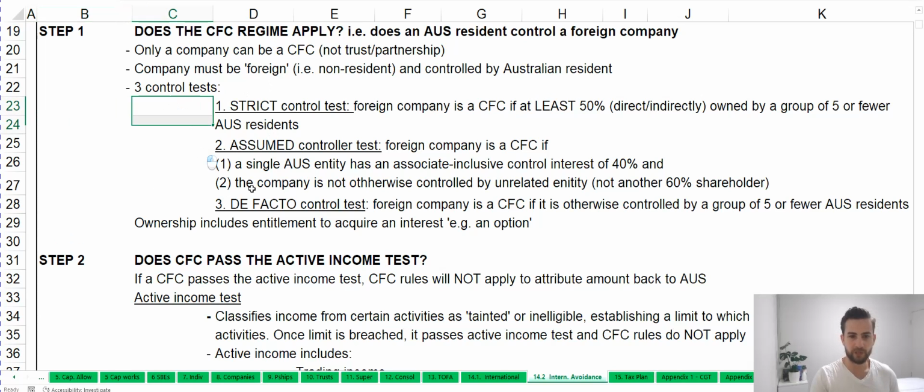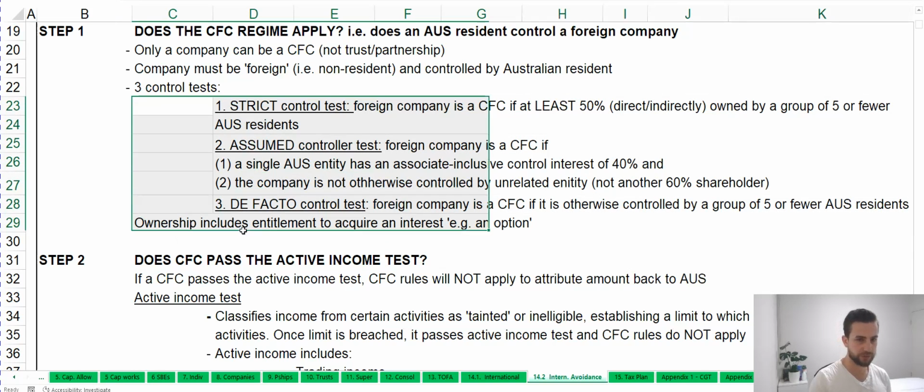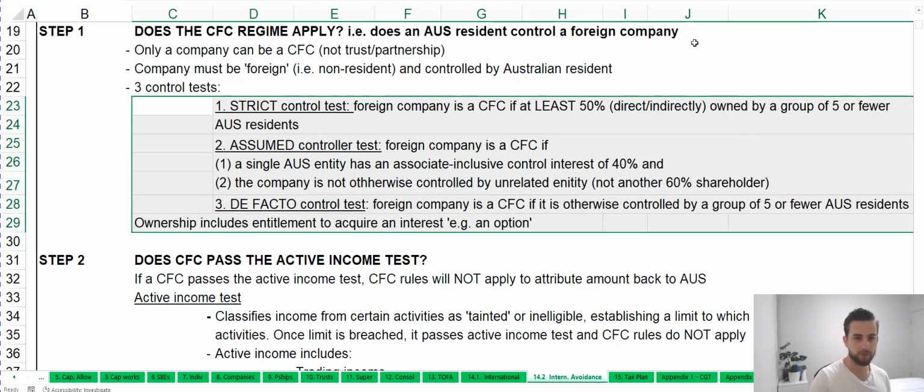Okay, so it pretty much picks up most situations. It really just prevents large publicly traded organizations with multiple shareholders. It excludes them from this. Otherwise, most foreign-controlled companies are picked up as part of this test.